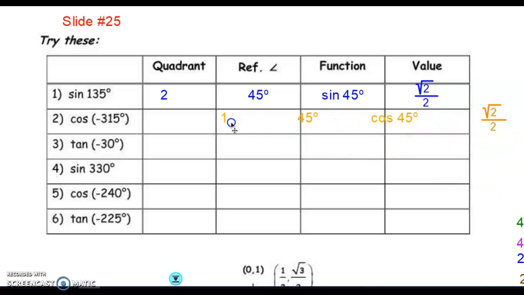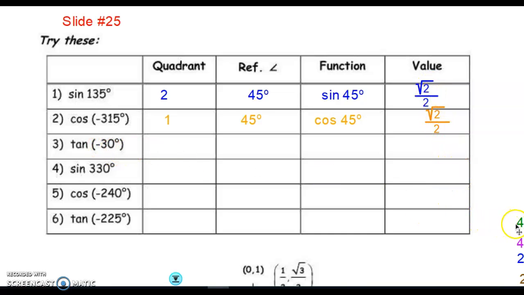Here we have negative 315. Now remember, negative means we go clockwise, so that's going to bring us into the first quadrant. Reference angle of 45 degrees, and we really want the cosine of 45 degrees, and that's going to be root 2 over 2. Both of these are exactly the same. All right, folks, so yeah, we have the cosine, that's in the first quadrant, 45, cosine's positive. And remember, sine and cosine of 45, they're both root 2 over 2, so they're the easiest.